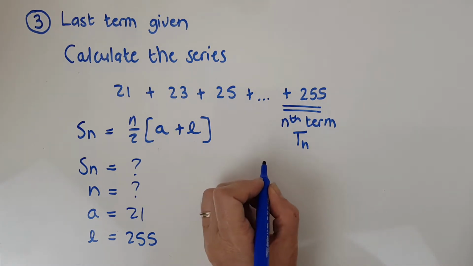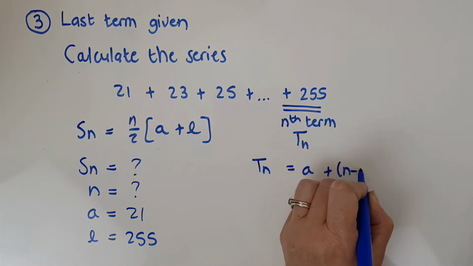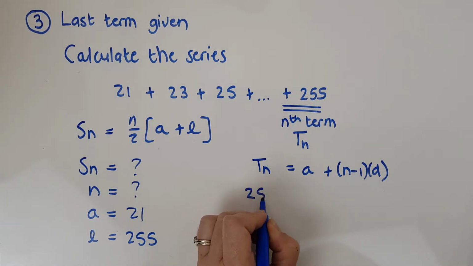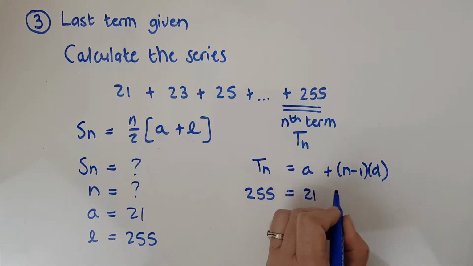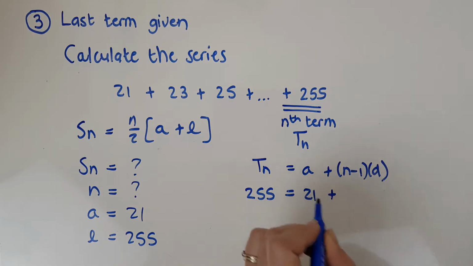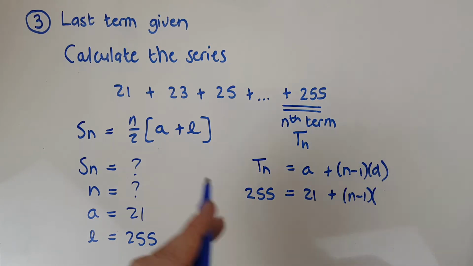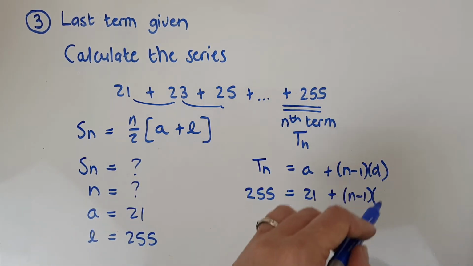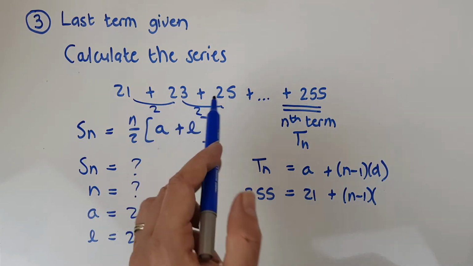Just a reminder, Tn is a plus (n minus 1)d. And what is the last term here, the Tn? It's the 255. Do I have a? Yes, it's my 21. I don't have the n. That's what I'm trying to calculate. n minus 1, and my difference I can work out from here. I didn't need it in this formula, but I do need it for this one. Obviously I'm going up in 2's every time, so my difference is 2.